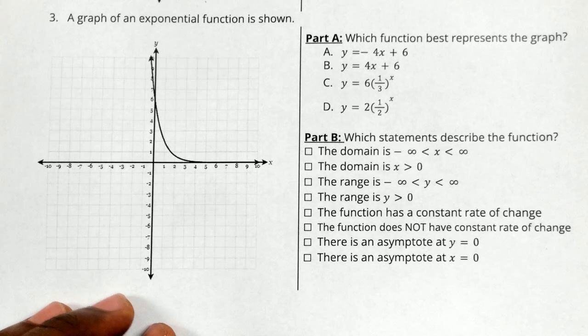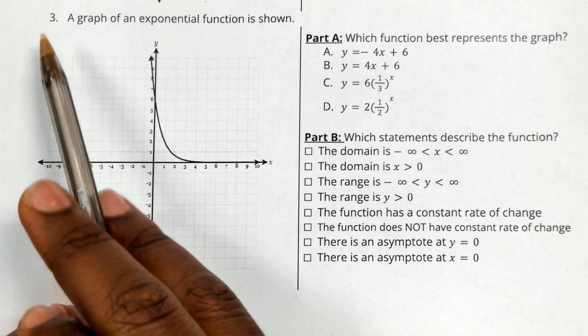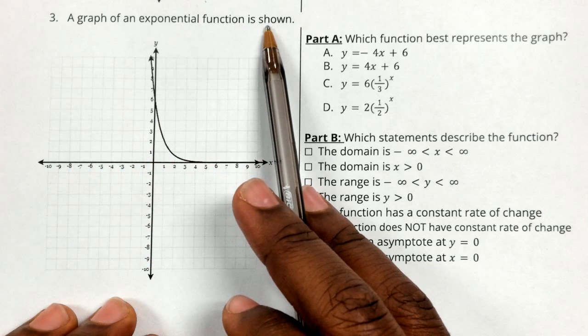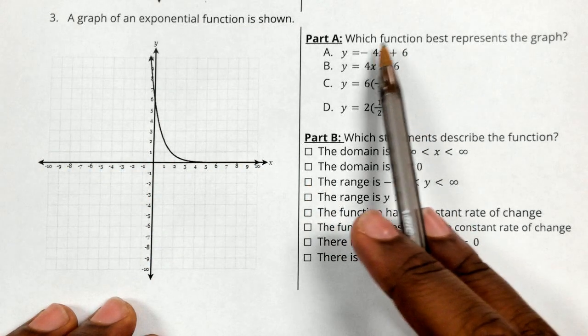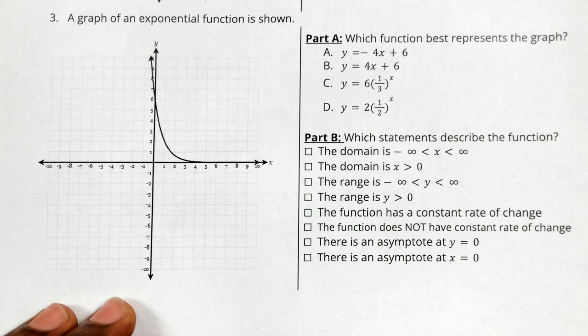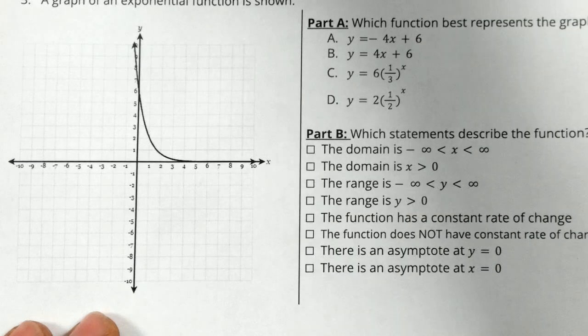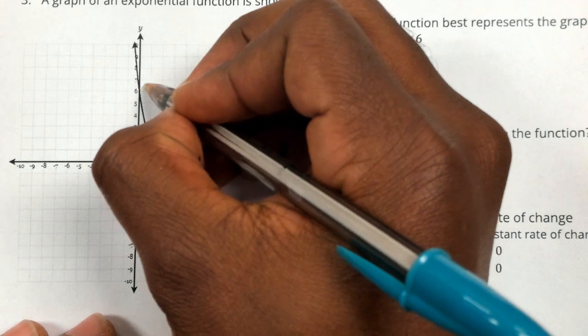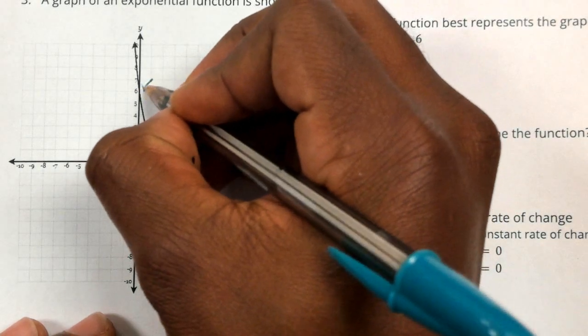Question number 3 again gives us a graph of an exponential function, and we need to identify which function best represents that graph. To be able to identify the graph, we're going to need to identify the x and y intercepts. So the y-intercept, if I look closely right here, looks like it's exactly right here.